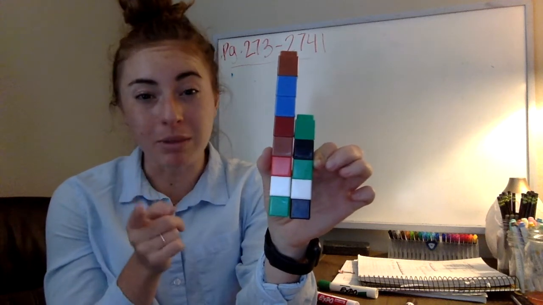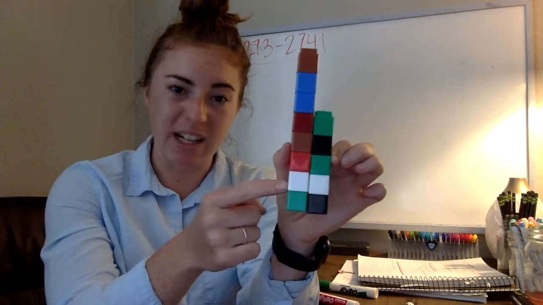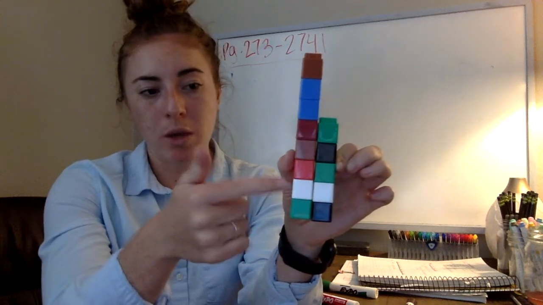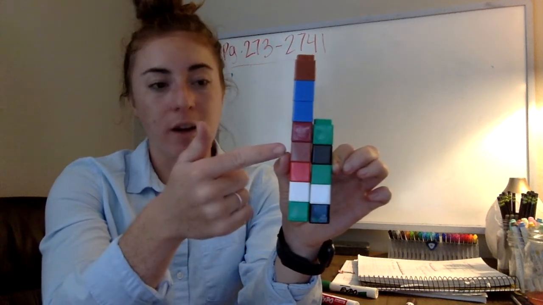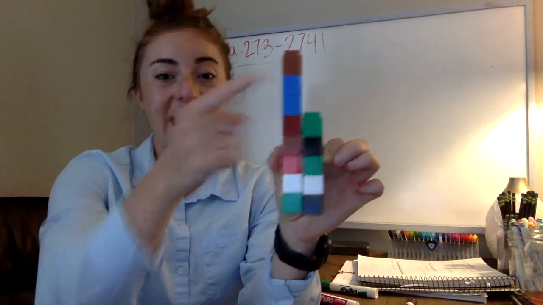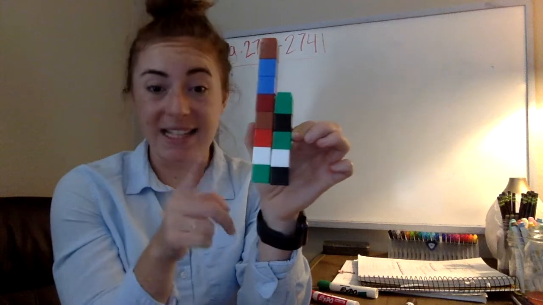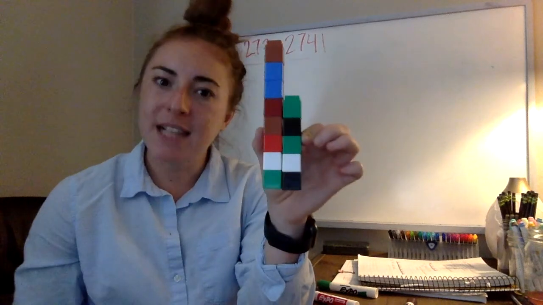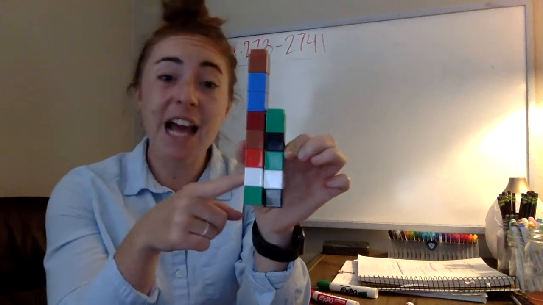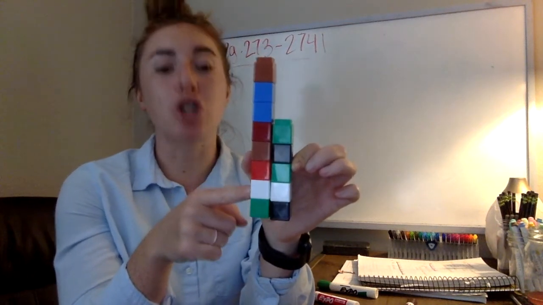Let's count the blocks in this tower and see how many there are. Ready? 1, 2, 3, 4, 5, 6, 7, 8. So this tower has 8 blocks. Is that one way to describe this tower? Yeah, this tower is 8 blocks tall.